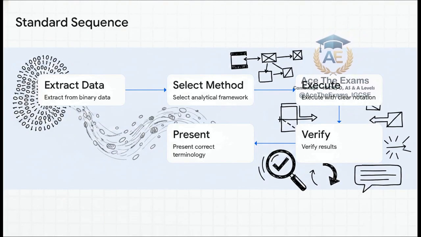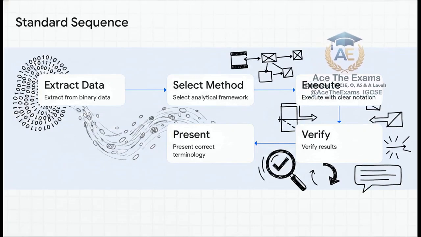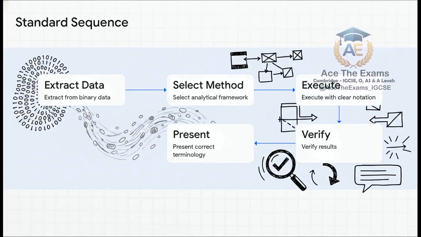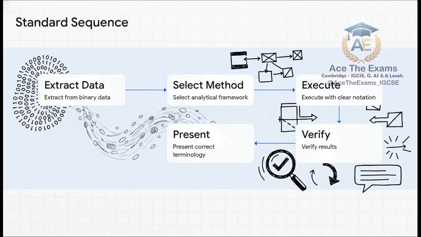When tackling an examination question, you must follow this standardized sequence. Think of it as a checklist you mentally tick off. Step 1. Extract the relevant data from the binary representations. Don't just skim it, pull out the exact numbers you need.